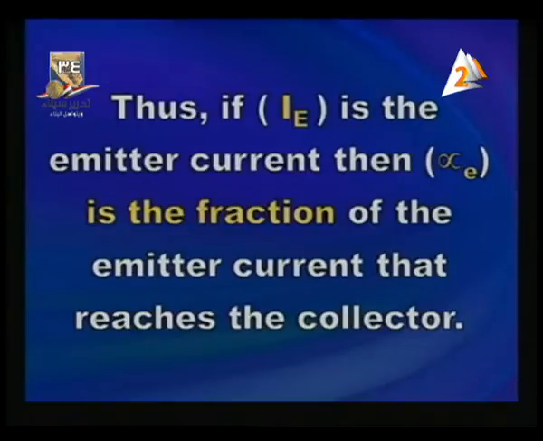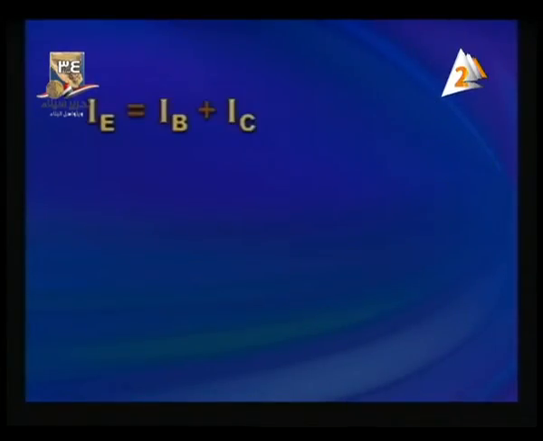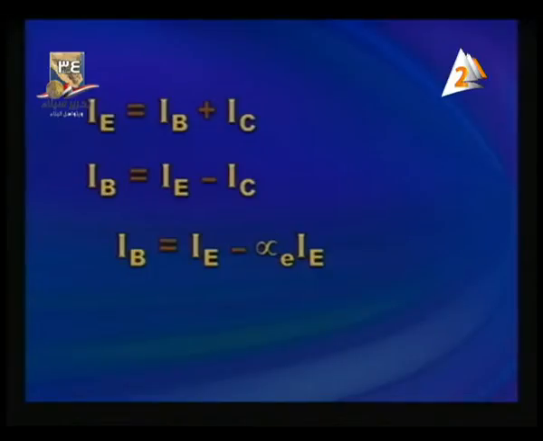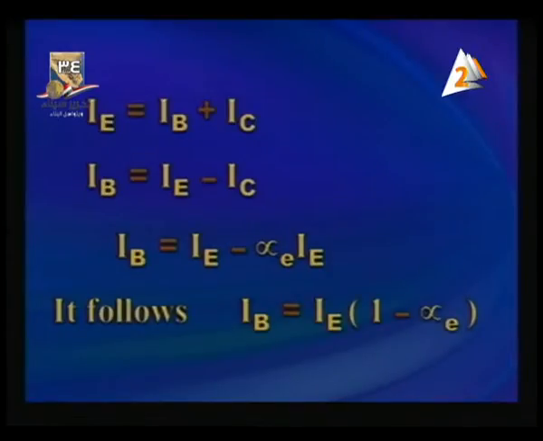Thus, if IE is the emitter current, then alpha E is the fraction of the emitter current that reaches the collector. Yes, IE is equal to I base plus I collector. I base then is equal to I emitter minus I collector. I base equals I emitter minus alpha E I emitter. I emitter will be taken as a common factor, so the base current equals IE between two brackets 1 minus alpha E.